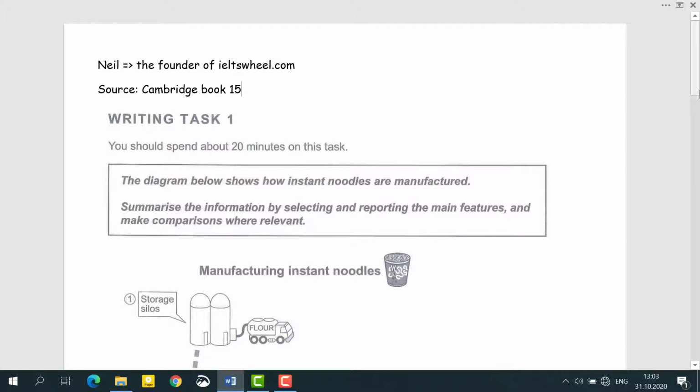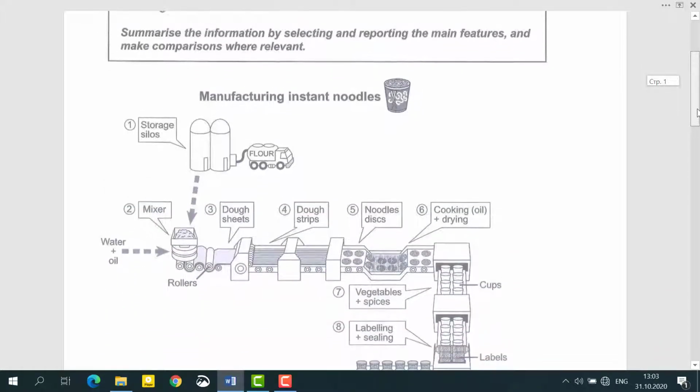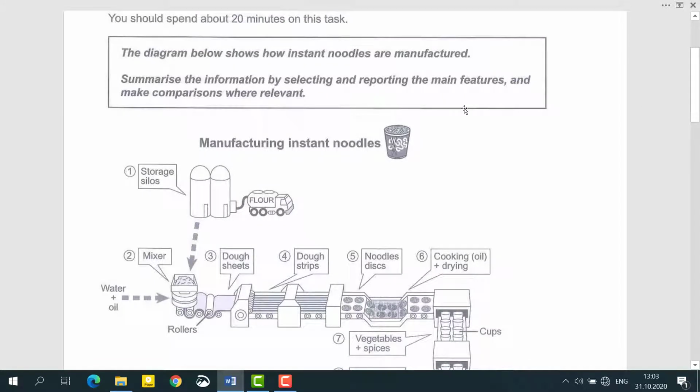Today we will be analyzing writing task 1 taken from Cambridge Book 15. Let's read and analyze this task in detail. The diagram below shows how instant noodles are manufactured. Summarize the information by selecting and reporting the main features and make comparisons where relevant.